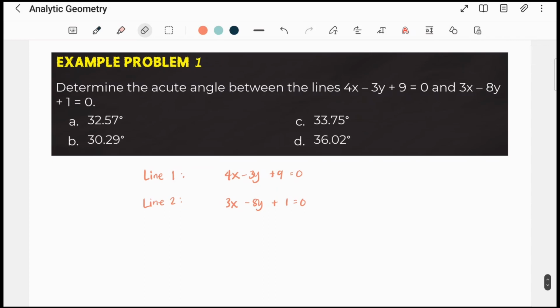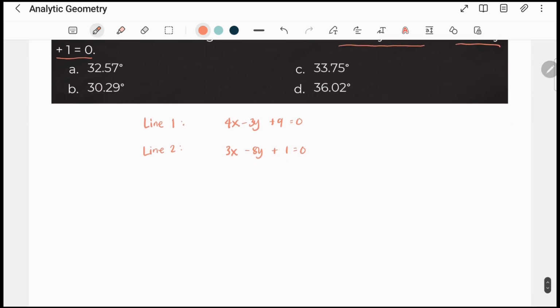Okay, so again, ito na nga yung ating problem guys. So hindi natin kailangang i-plot yung ating line 1 tsaka line 2 sa Cartesian plane. Let's assume na yung first na given which is the 4x minus 3y plus 9, ito yung ating line 1, and yung pangalawang given na equation ng line is yung ating line 2. Okay, so ngayon, gamitin muna natin guys yung ating method 1. So sa ating method 1, yung ating formula is tangent theta is equal to m2 minus m1 divided by 1 plus m1 times m2.